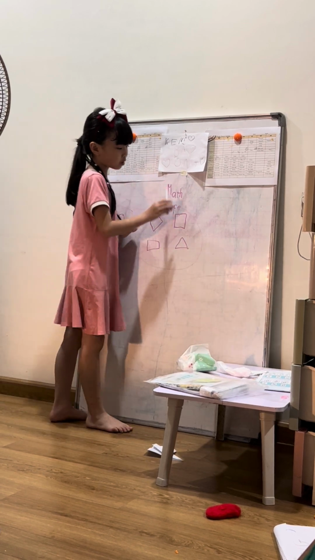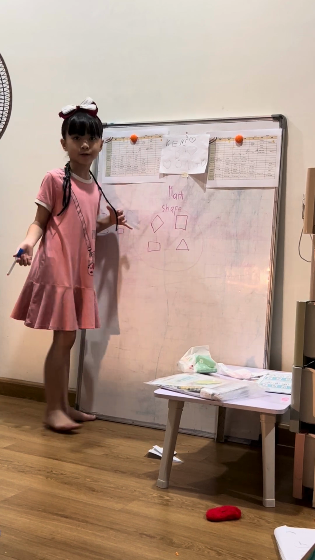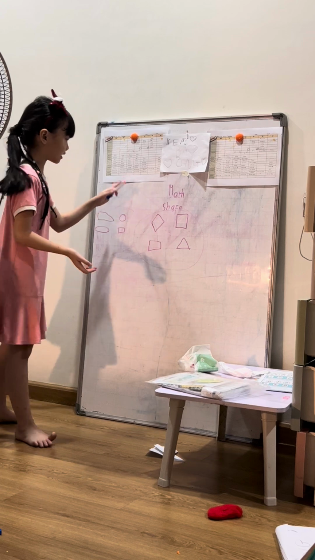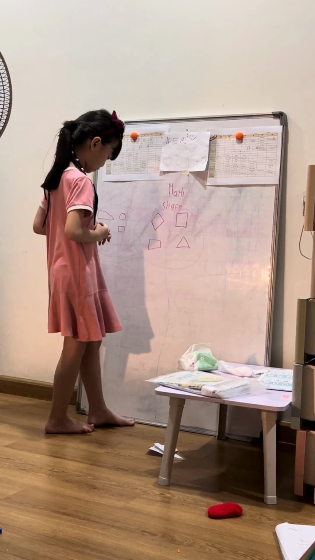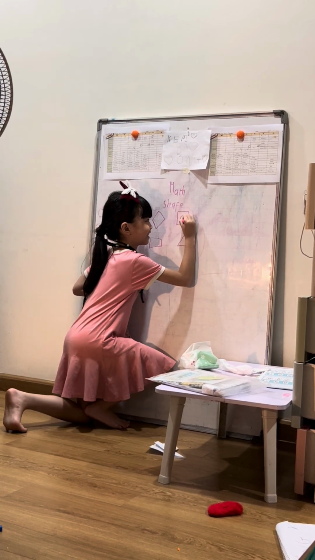Because I see we have two squares. Which can be the square? This is the problem. Can you help me? Where is the square? Yes, this is the square. So circle the square. I can circle like this.